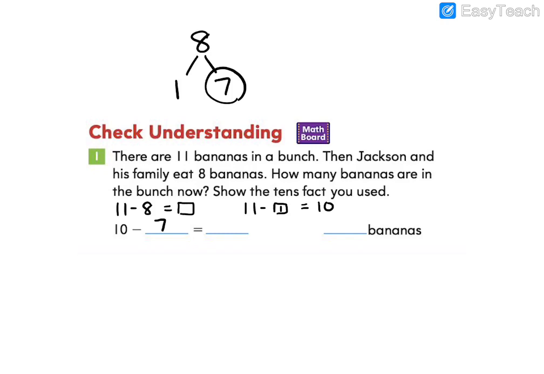I know that in order to get to 10 from 7, I need 3 more. So how many bananas are in the bunch? 3 bananas.